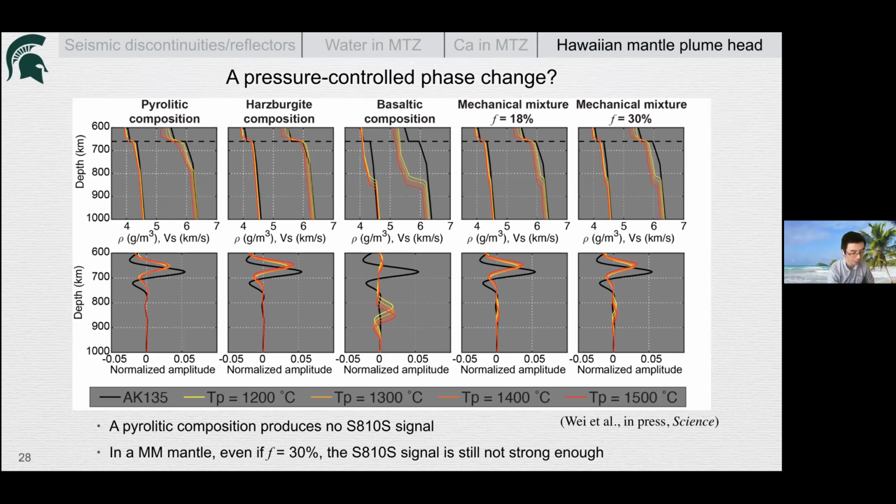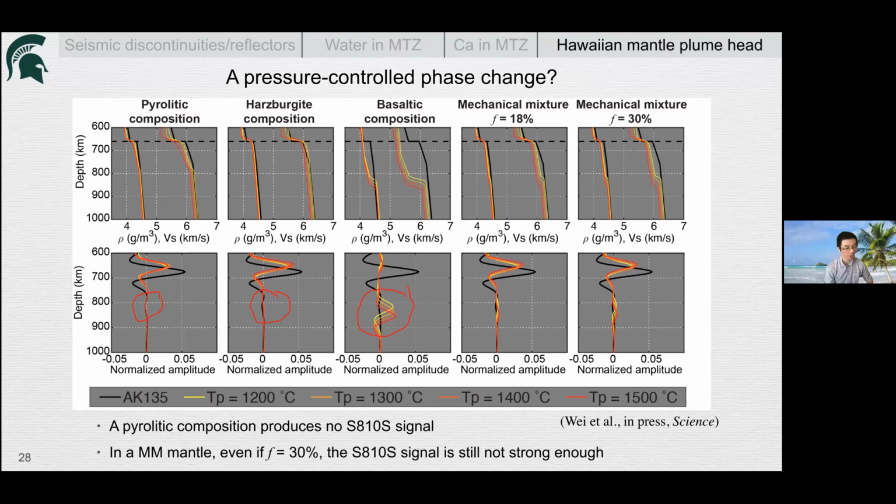So we tried pyrolitic composition. Unfortunately, there's no such signal. On the top panels are density and velocity profiles for each composition, and the lower panels are the corresponding synthetic seismic signals. These profiles are calculated by HeFESTo. For pyrolitic composition, we don't see such a signal. For harzburgite composition, we don't see such a signal either. That's not surprising. But for basaltic composition, yes, we see such a strong peak at about 800 kilometers depth.